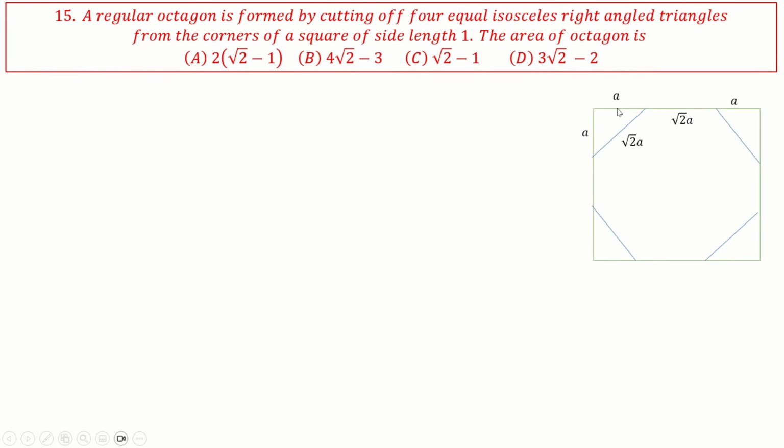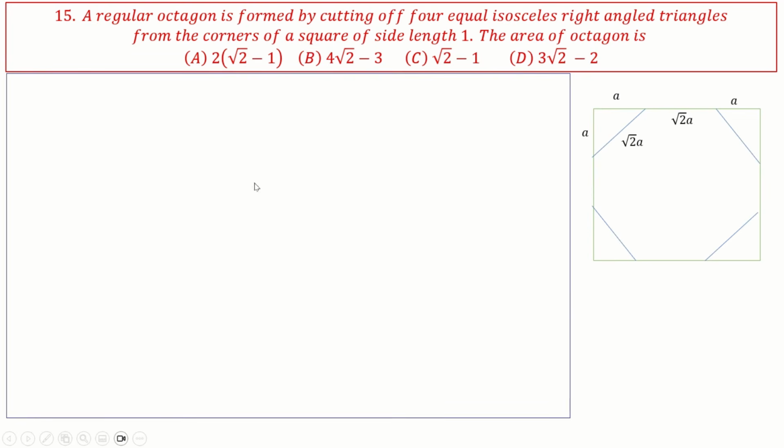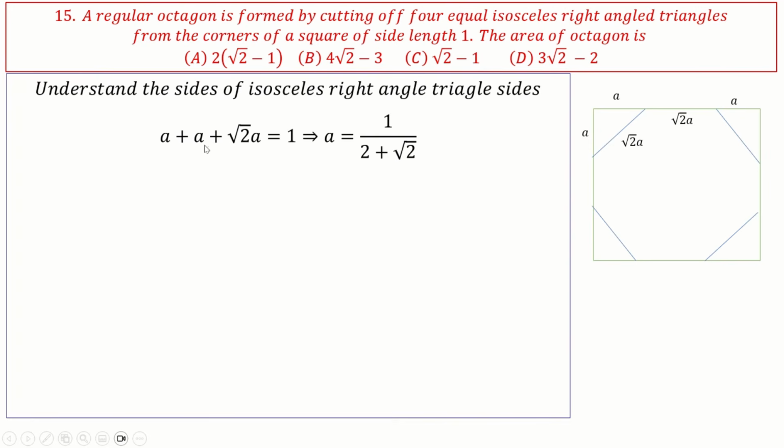I need to cut the isosceles right angle triangles, and all 4 are the same size, which means if I take a side, side a, this is also a side. And this will be square root of 2 a. Since this is a regular octagon, this side length is the same as this side length. Correct. So on 1 unit of side of the square, I have a plus square root of 2 a plus a. So this is the equation for us. So a plus square root of 2 a equal to 1, or a is equal to 1 by (2 plus square root of 2).